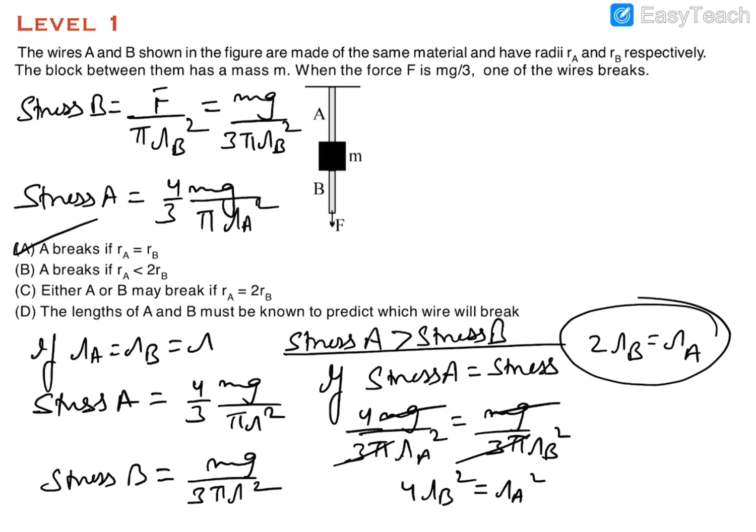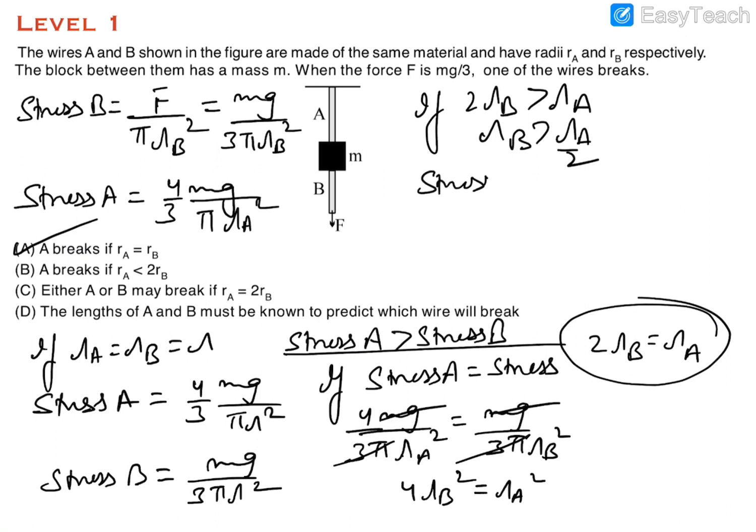So this is the condition when the stress in both wires is equal. Now if 2 RB is greater than RA, which means RB is greater than RA by 2, and we increase RB further, then the stress in wire B will decrease. And if we decrease RA, then the stress in wire A will increase. So for the same load, if wire A is thinner, then the probability that it would break is higher. So option B is also correct.